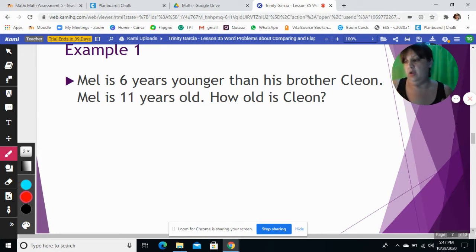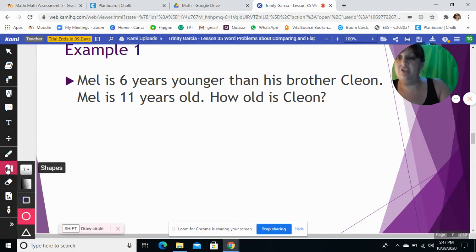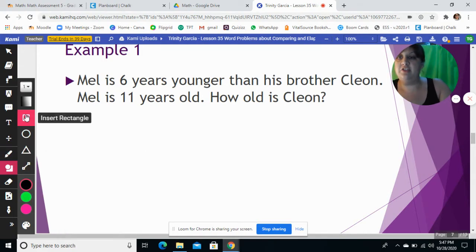Well, we know that we can draw shapes. Remember, it told us we can draw some shapes to help us understand our problem. So even if you think you already know how to solve the problem, what I want you to be doing in your notebook is following along and doing what I'm doing to help you understand the problem in a different way.